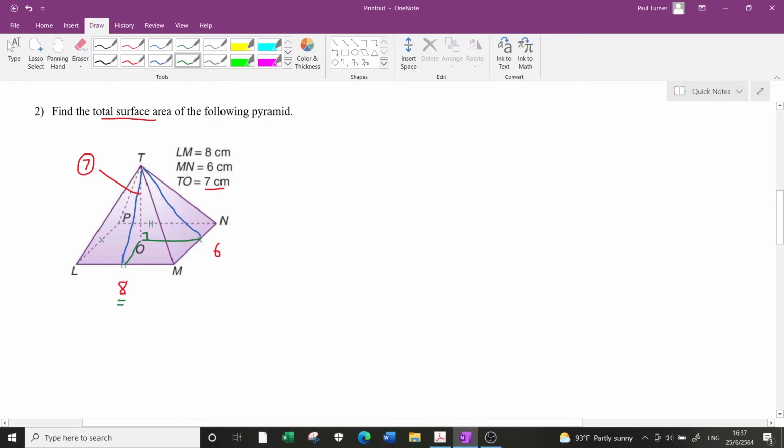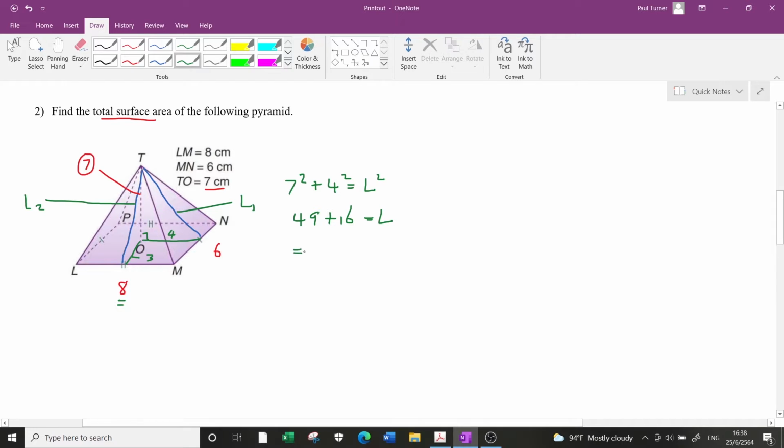Now, if this is 8, this length here will be 4, half of 8. If this length is 6, this length here must be 3. Okay, so let's call this slant length L1, and let's call this slant length L2. So we're going to have 7 squared plus 4 squared equals L squared. So 7 squared is 49, plus 4 squared, 16, equals L squared.